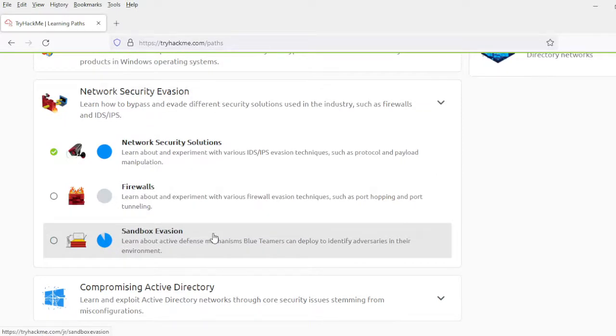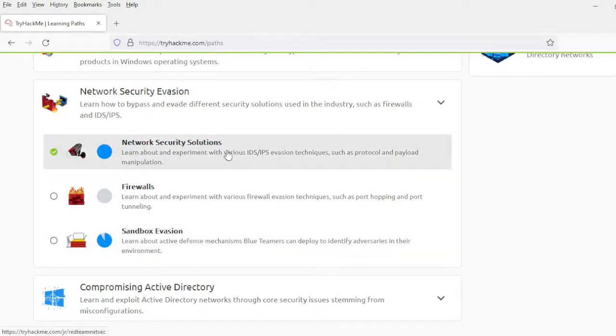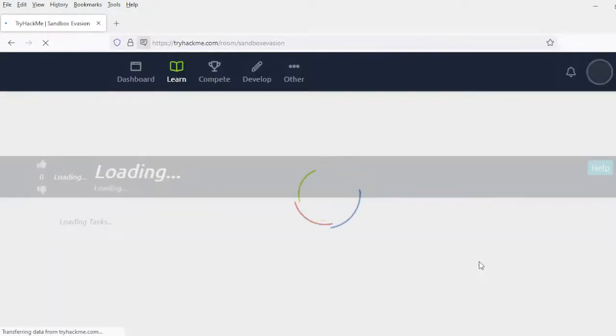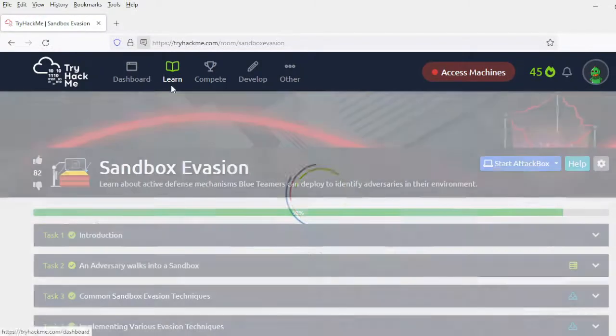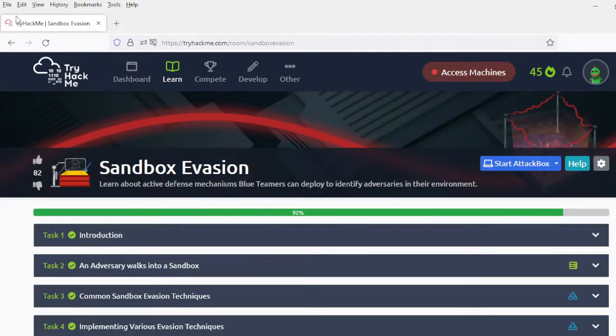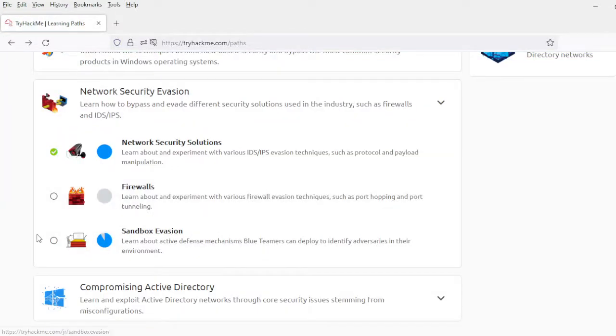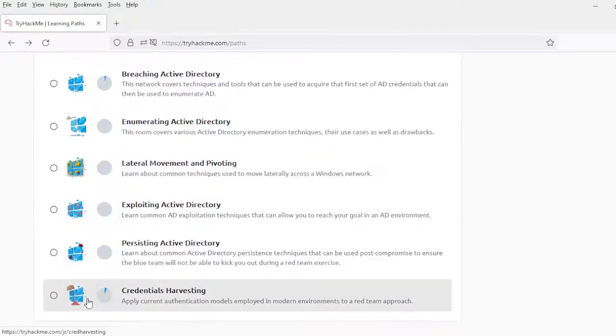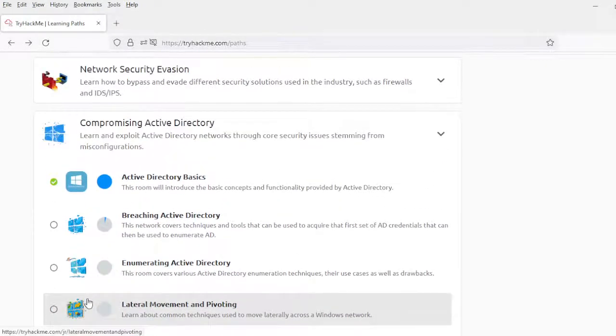Here I actually reset this one because I did it before. So I cleared it. They have an option to reset it, so I did it again just to get the points. I mean the tickets, sorry, not the points. And then you have what's happening while trying to send notifications. Now I'm working on this one, sandbox evasion. And the last part is compromising Active Directory. I also redid the Active Directory basics because I wanted to get the tickets.